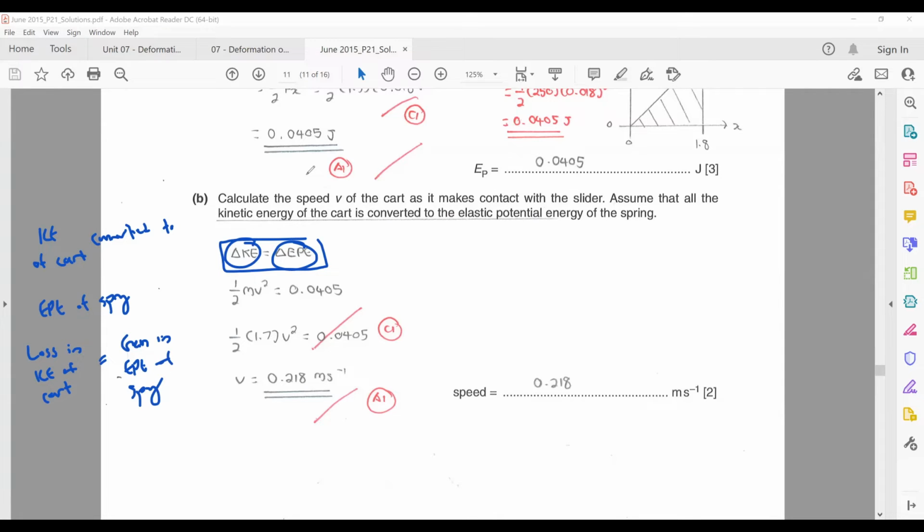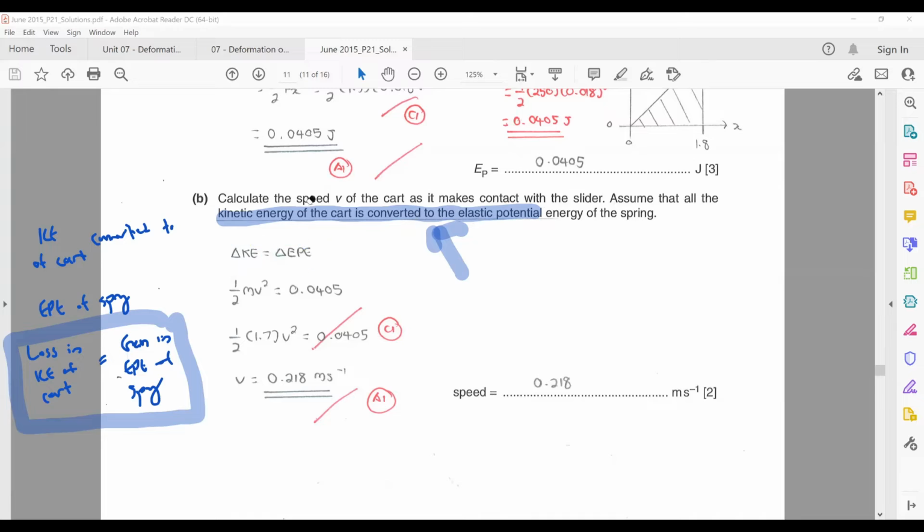They already told you specifically to assume that all the kinetic energy of the cart is converted to elastic potential energy. You don't really need to bother about whether there are any effects of friction, since they already gave you this statement here. So your change in KE should just be half mv square. This one is actually half mv square minus 0.